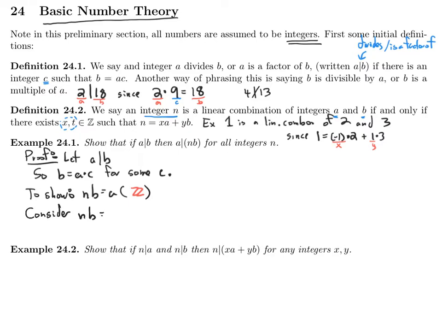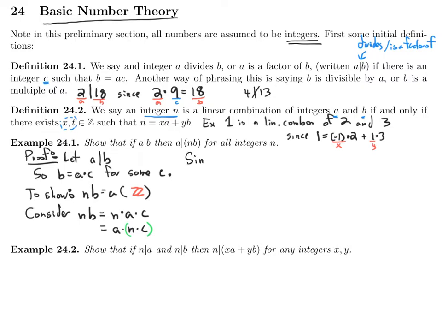But we know B equals A times C. And of course, we just need to do a little bit of rearranging using the commutative property. So this equals A times N times C. And let's put this in brackets. And there we go. We have A times some integer.